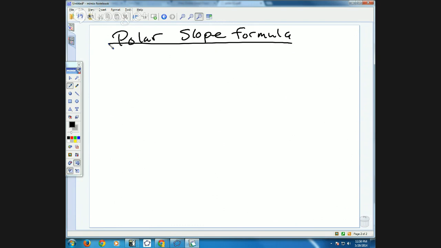So polar slope formula: slope is dy dx, not dr d theta. We talked about that last class. And here I'm going to use the fact that y can be written parametrically. So what I really want is the derivative with respect to theta of y, which is r sine theta, over the derivative with respect to theta of x, which is r cosine theta. So we're using the ideas from parametric equations to do polar.